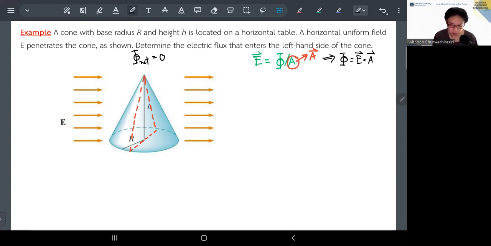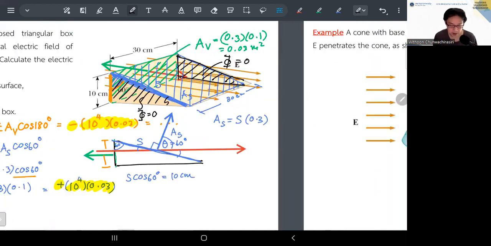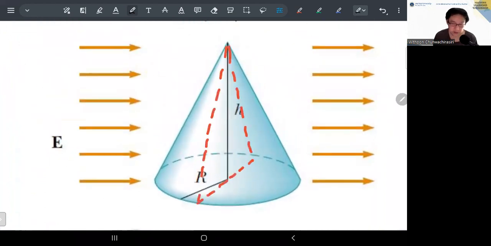Well, we can do just like what we did last time. You have to figure out the area vector first. Once you have that, we can determine the angle between the E and the A, and then you do the dot product, right? But then when you look at the geometry of the cone, it's not easy. The reason is that the surface of the cone here, if you define this piece of area, let me call it a tiny piece of area vector, dA.